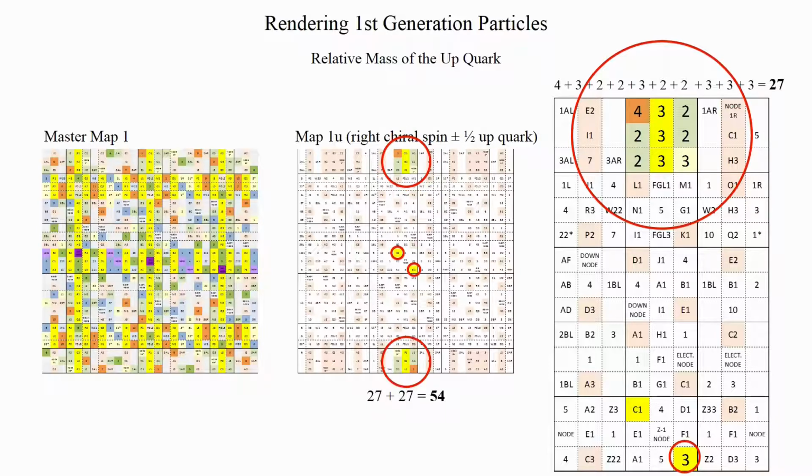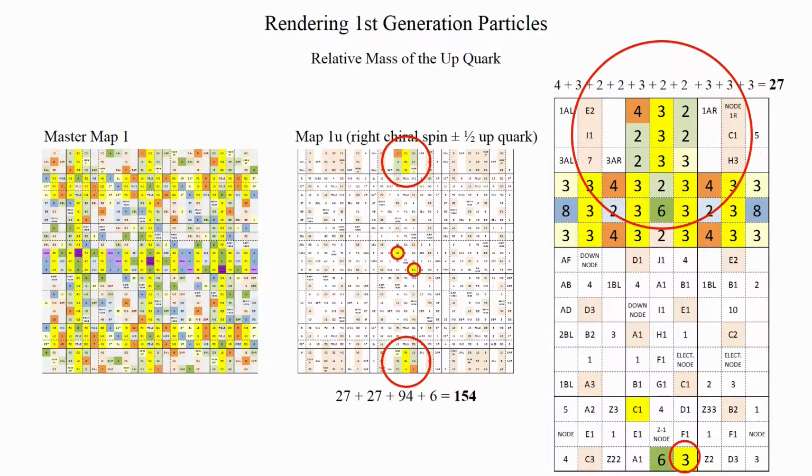Here we'll simply add position 1 and position 4 component weights, or 2 lots of 27, plus 94 and 6, the central boson weights and associated green knot. So we have 54 plus 100 is 154, the relative mass of the up quark.